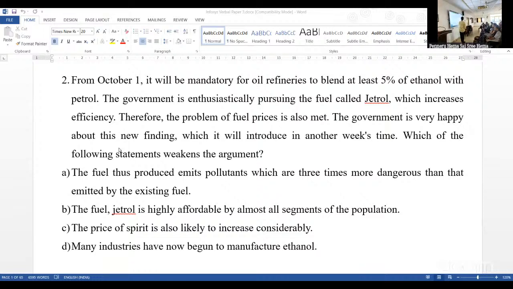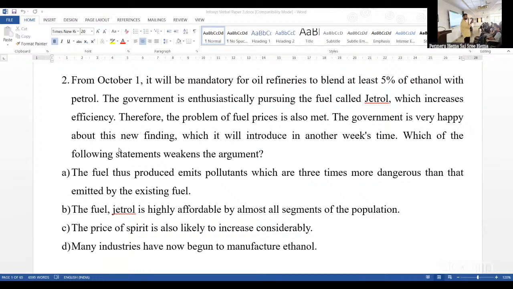Affordable by almost all the segments. This statement is given, but it is not weakening, because they only told: therefore, the problem of fuel prices is also met. That means it is becoming affordable. Next one, the fuel thus produced emits pollutants which are 3 times more dangerous than that emitted by the existing fuel. That means they are able to produce new oil which is affordable, but this option says it emits pollutants. That means this particular statement is weakening the argument.